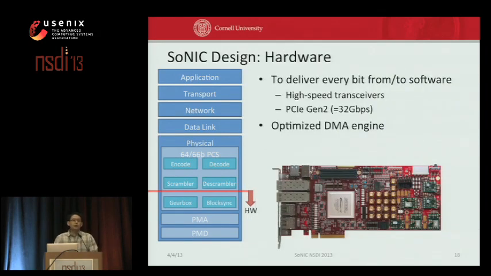So first of all, we are using a very high-end FPGA development board for the SoNIC hardware component. In particular, we are using these two small form factor pluggables, in the red box, which is basically where the optical fibers are plugged. And the purple box is an FPGA chip, which deserializes those bit streams from the optical signals and delivers them to host memory via a PCI Express generation 2 interface, which can support up to 32 gigabit per second.